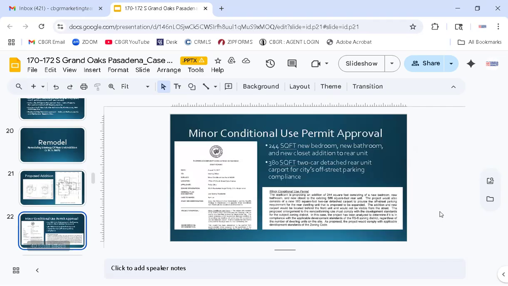Next slide. Here's the minor conditional use permit that I got 8 months after I bought the property. A lot of hard work, 244 square feet. These are all the conditions. You are going to learn to work with the city wherever your property is. I had to learn to work with the city. They have 8 departments: a building department, a planning department, a zoning department, a fire department, a construction department, a building permit fee department. Yes, 8 departments, and you have to get an approval from all 8 departments to sell your building.